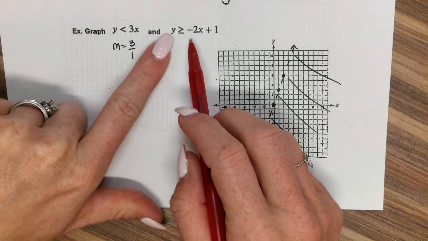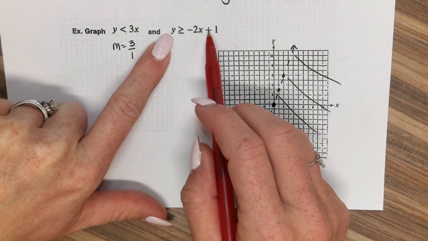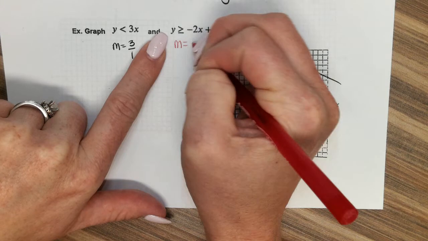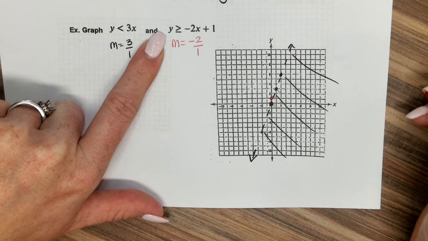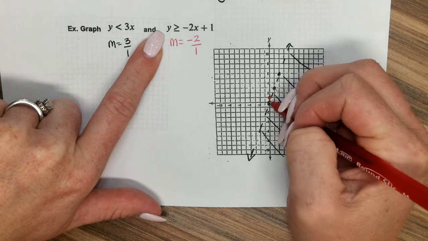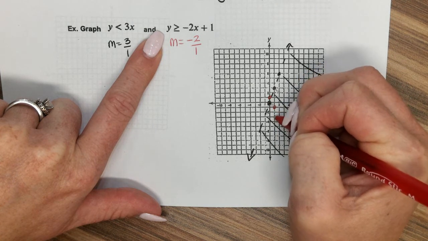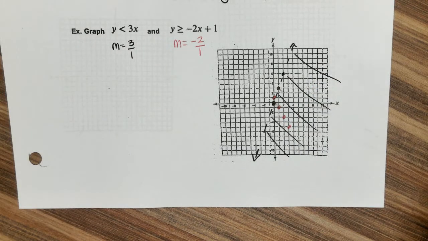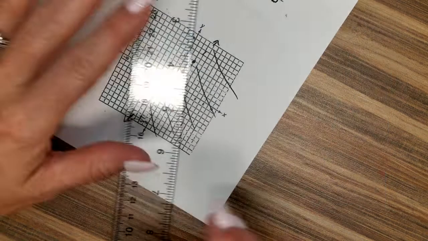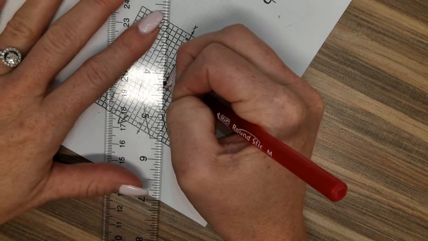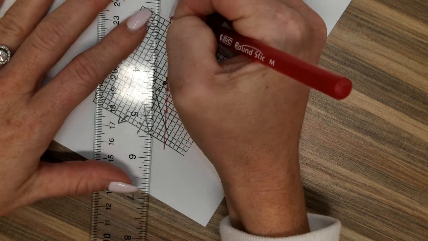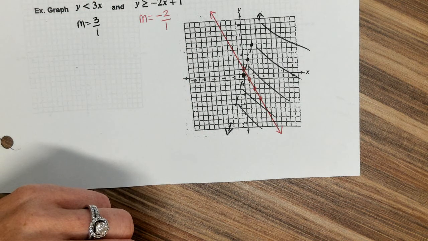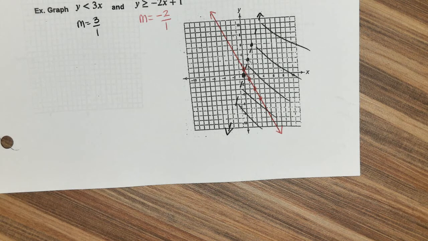All right, let's look at the next one. What is my starting point? So put a dot at 1. What is my slope? -2 over 1. So I'm going to go down 2, right 1. Is this one going to be solid or dashed? I'm going to wait for everybody to catch up.